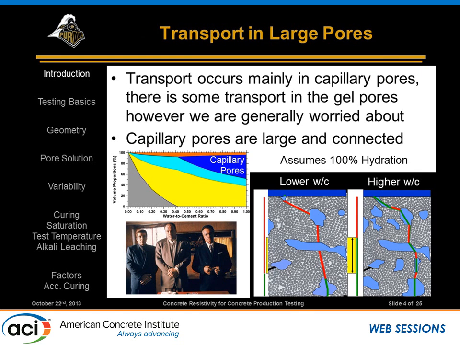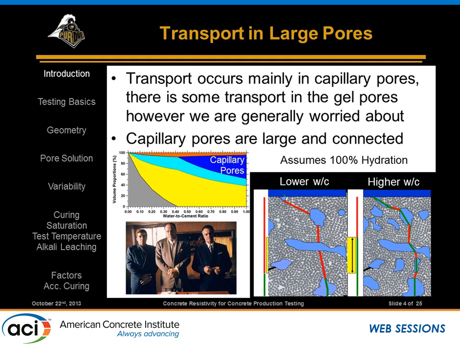All right. The main thing I want to try to start off with, and I want to really try to remind us on, is really most of the transport that we're talking about is happening in the capillary pores. All right. And to coin a separate term, we may say that this is happening in the BFPs, the big fat pores. The majority of the transport is going to happen in the capillary pores, which are going to be the bigger pores. They're going to be the connected pores. They're going to be the pores that we control with water to cement ratio.